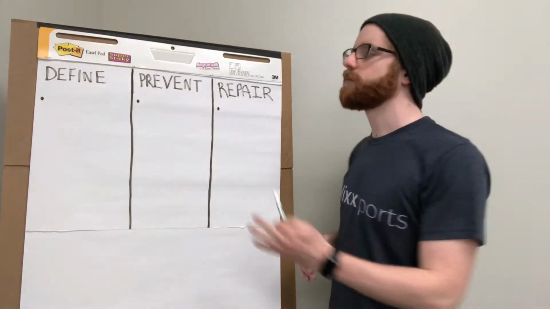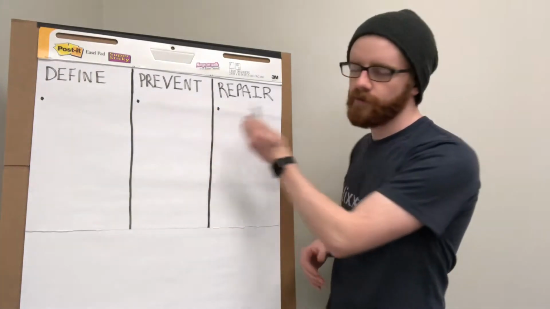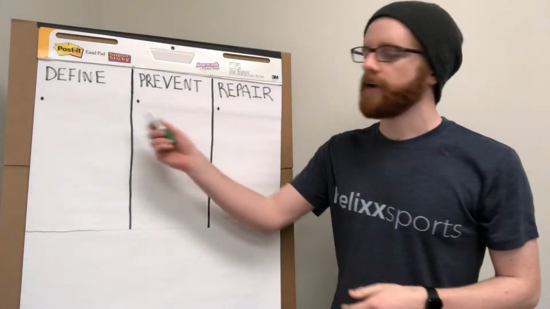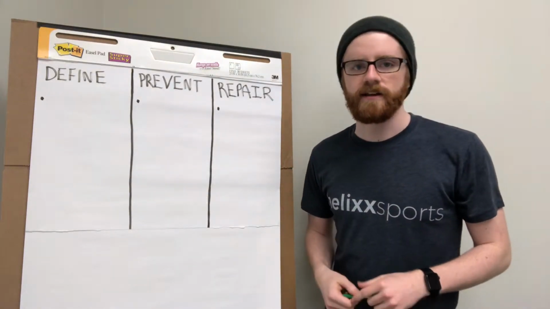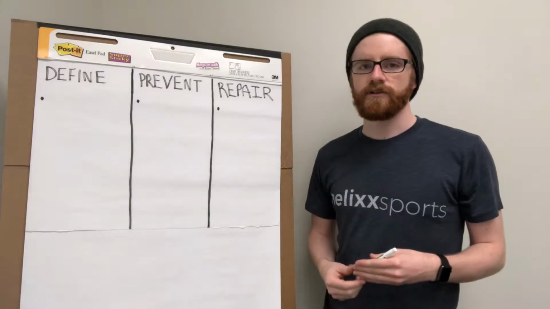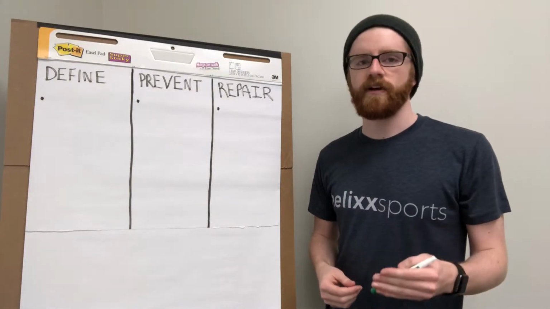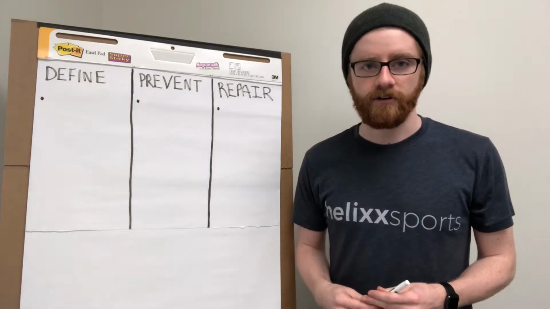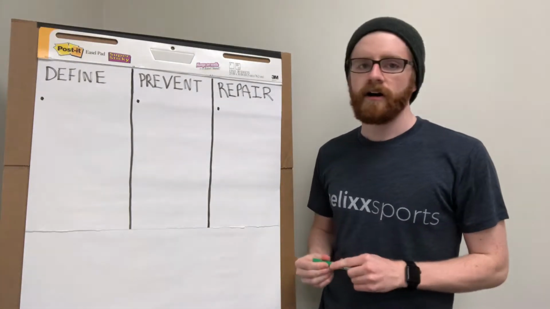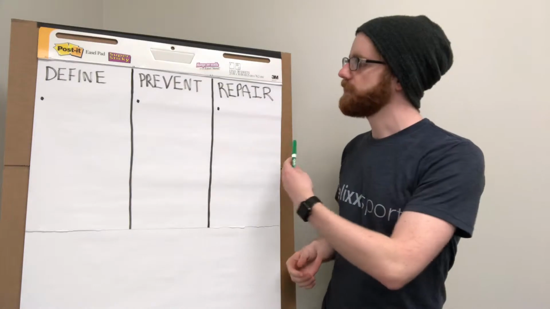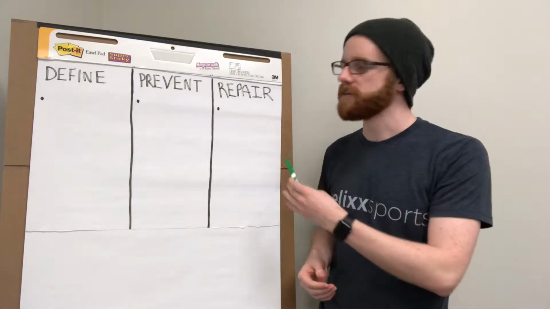So on the first page, we're going to break it out into 3 columns: define, prevent, and repair. In the define column, I want you to list out 10 to 20 worst case scenarios that you think might happen, the stuff that you're worried about that's preventing you from taking action on your goals. Be very specific with what they are because it's going to help in the planning stage.